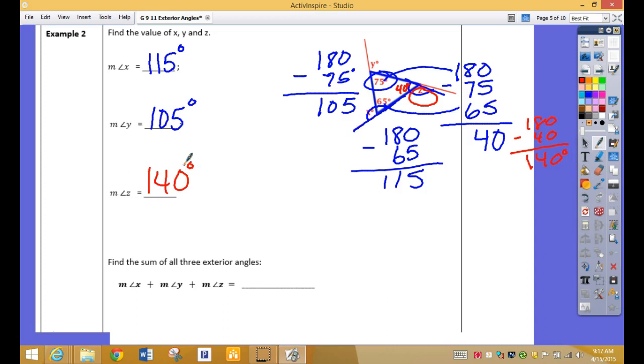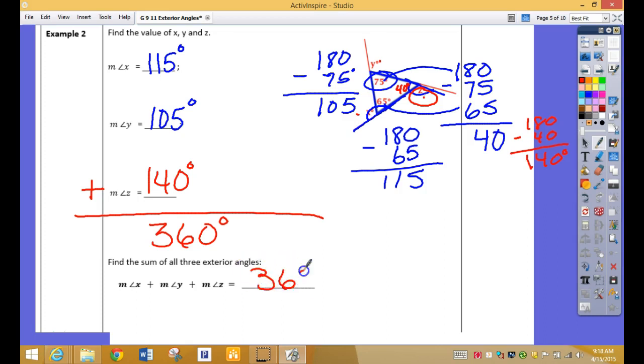Now find the sum of all three exterior angles. Take all these exterior angles, add them up. When we add those up, we get 360 degrees. Sound familiar? That is a circle. That is the degrees of a circle. So when we add up the outside, all the exterior angles, if they don't add up to 360 degrees, you did something wrong. Okay? They have to equal 360 degrees.